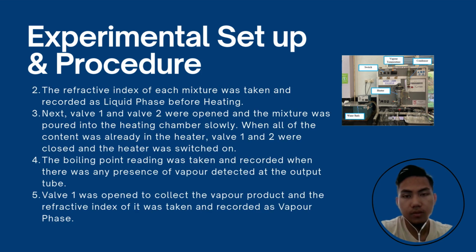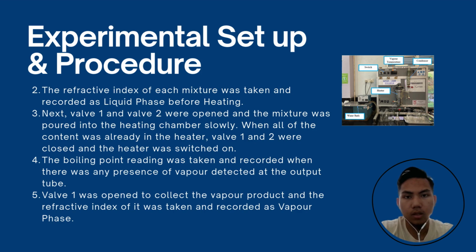Second, the refractive index of each mixture was taken and recorded as the liquid phase before heating. Next, valve 1 and valve 2 were opened and the mixture was poured slowly into the heating chamber. When all of the content was already in the heater, valve 1 and valve 2 were closed and the heater was switched on.